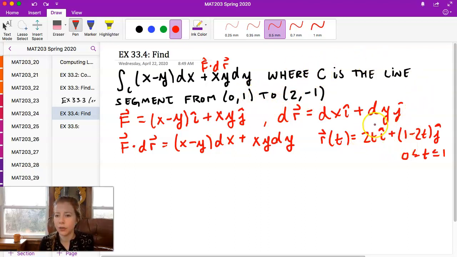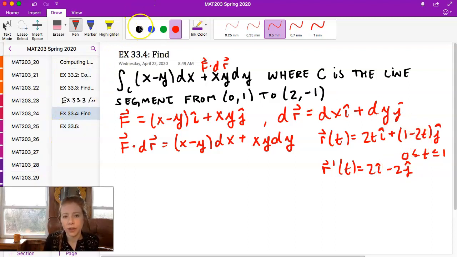And so starting at t equals 0, we have (0, 1). And ending at time 1, we have 2 times 1 is 2, and 1 minus 2 is minus 1, so that works. And then we can take our first derivative, which is just going to be 2 i hat minus 2 j hat.